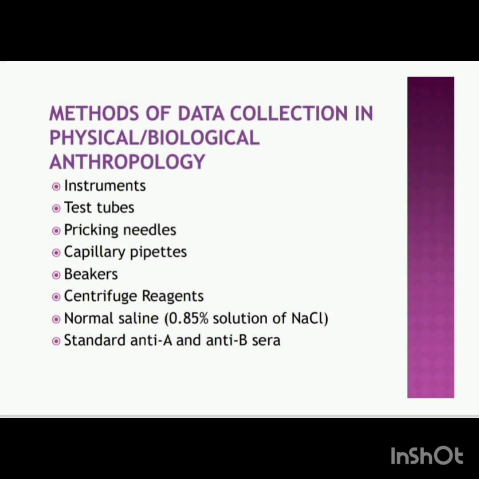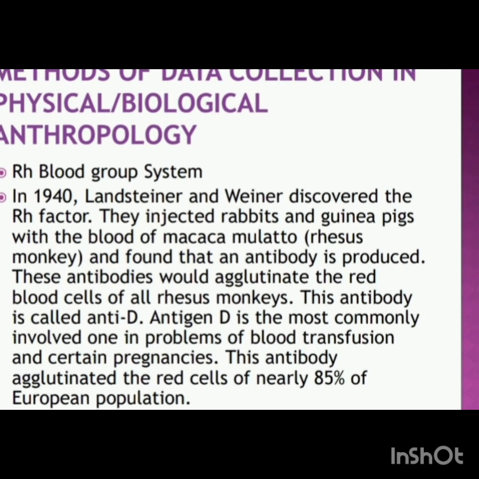The instruments used for the serological ABO test are test tubes, pricking needles, capillary pipettes, beaker, centrifuge, reagents, normal saline 0.85% solution of NaCl, and standard anti-A and anti-B sera.